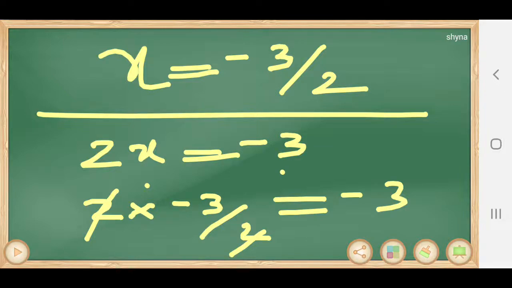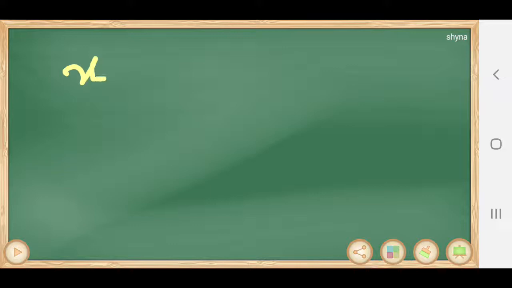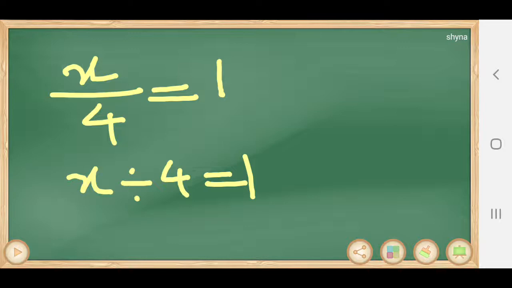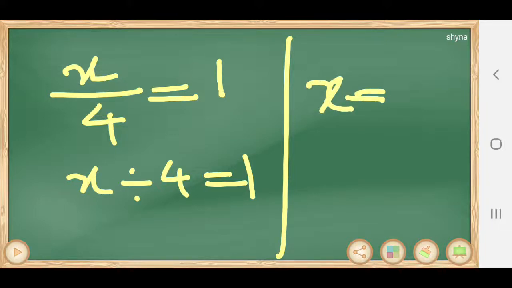Then one more example. x by 4 equal to 1. Division. x by 4 means x divided by 4 equal to 1. Then we have to find the value of x. x equal to. In LHS, no change. 1 is already in RHS. Then here division will change to multiplication. That is x equal to 1 into 4. Division will become multiplication. So x equal to 4.